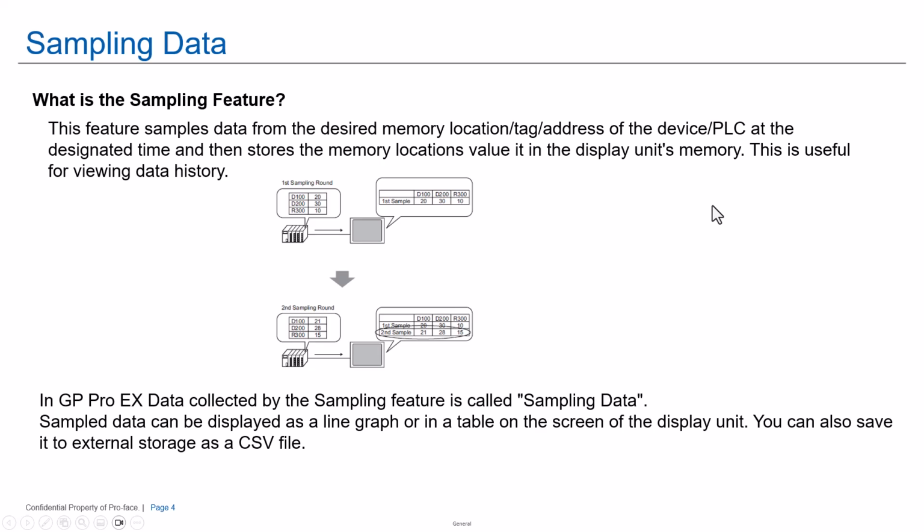In GP Pro EX, that collected data by the sampling feature is called sampling data. And then in GP Pro EX, we can view that sampling data as a line graph or in a table. We can also save that and back that data up to external memory as a CSV file.